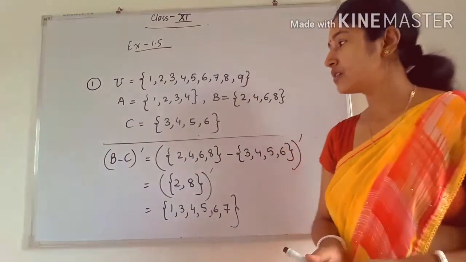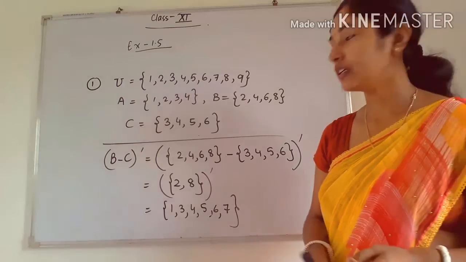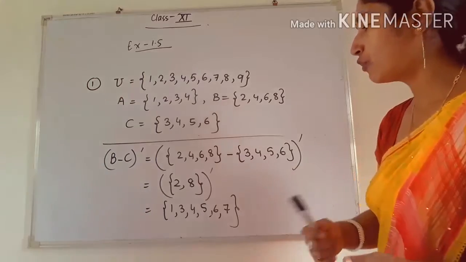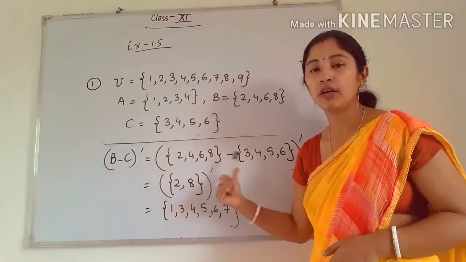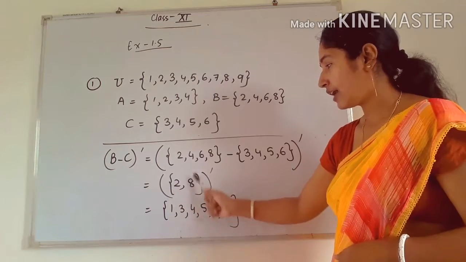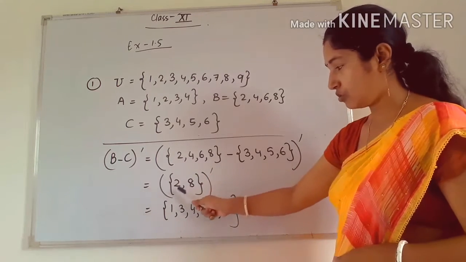So the next one is we have to find (B − C)'. So first of all we have to find B − C. In B − C we have to write the elements which are present in B but not in C. So the elements will be what? 2, 8. As you can see, 4 and 6 both are present in this set. So we can write 2, 8.